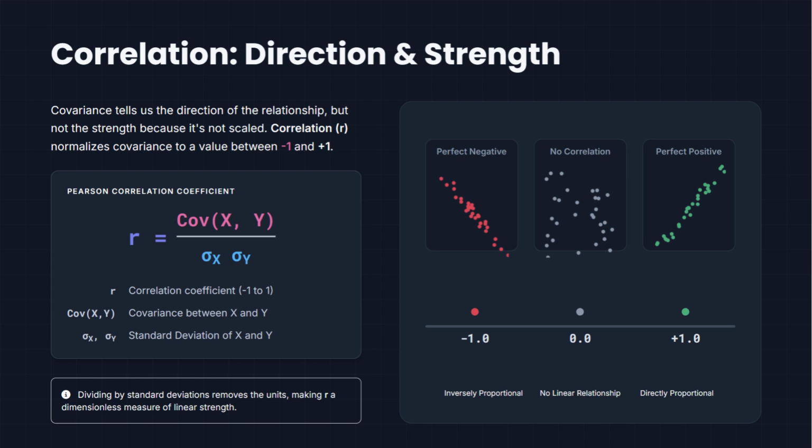Look at the three examples on the right. Perfect negative, R equals -1, red dots. No correlation, R equals 0, gray dots scattered. Perfect positive, R equals +1, green dots. So now we know both the direction and strength of the linear relationship between x and y.